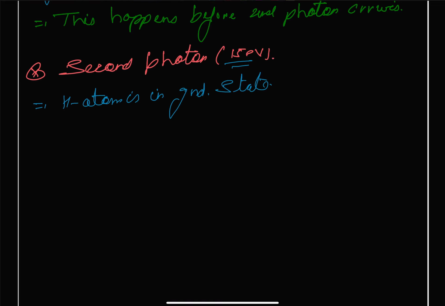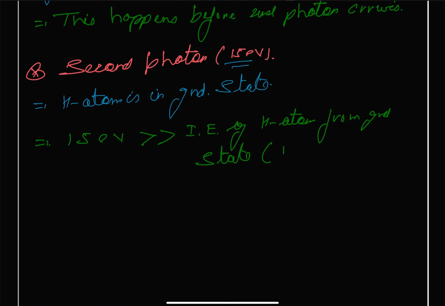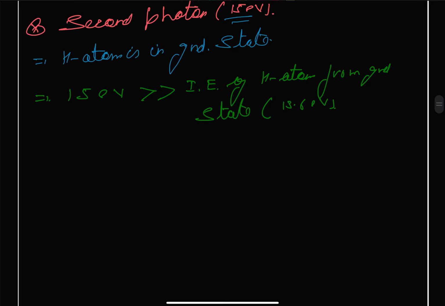And we can say that our 15 electron volt is much more than the ionization energy of hydrogen atom from ground state. And that value typically we know is 13.6 electron volt. Therefore, there is a difference in energy that will be resulting in the excess of energy.